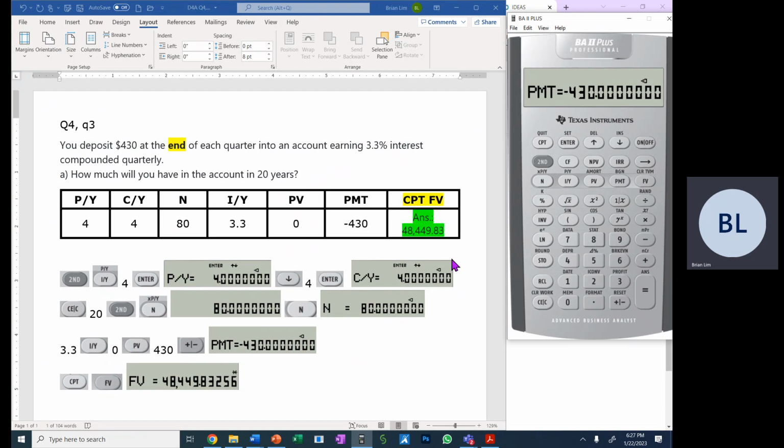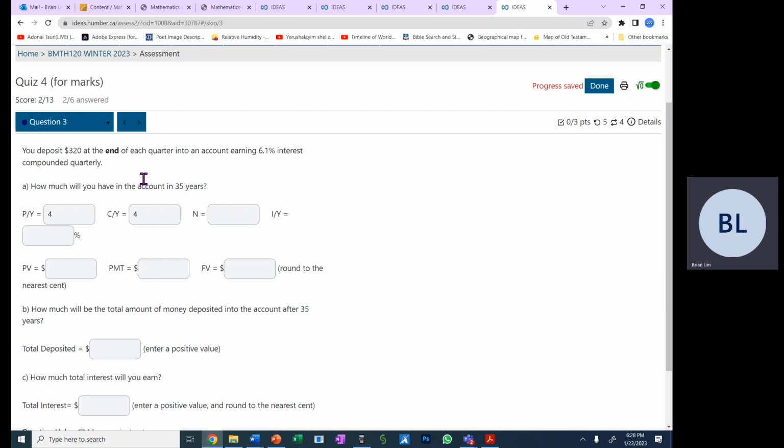And then now we'll compute the future value. We compute the future value, and there we are. That will be the answer. And you see the answer up here is $48,449.83. Okay, so that would be for this question, which would be a similar question to the one right here. If we do this question, it's the same thing we'll be doing. We're just entering different numbers because this number is now 320.